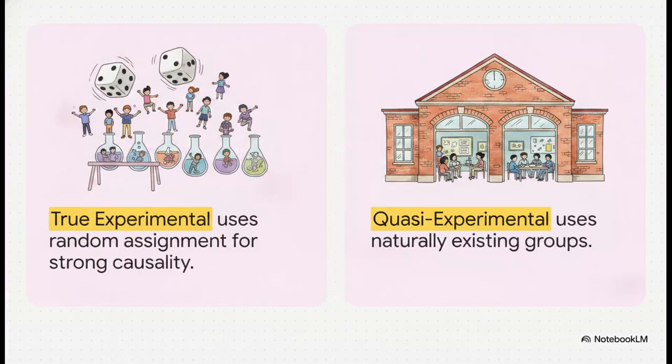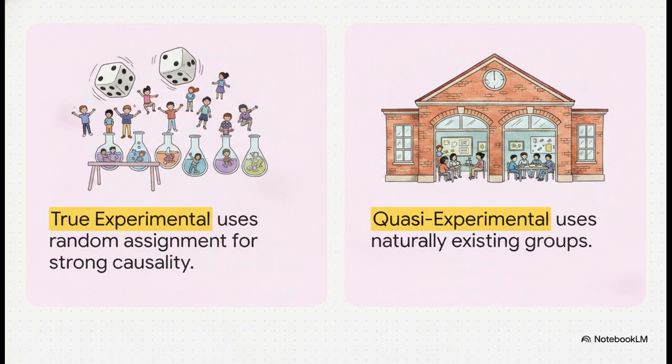And this brilliantly illustrates the tension between the perfect sterile lab and the messy real world. In a true experiment, you can randomly assign students to two completely different teaching methods just to see which one works better. But let's be real. In reality, school principals rarely let researchers shuffle their students around like a deck of cards just for an experiment. That's exactly where quasi-experimental design comes in to save the day.